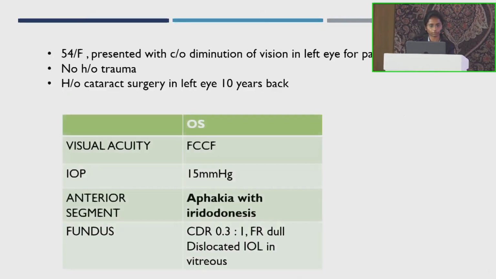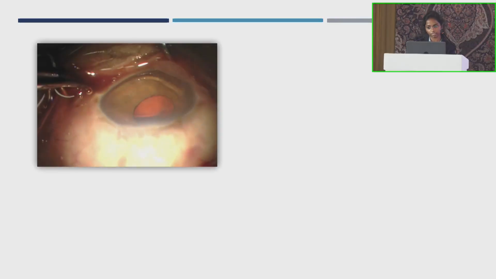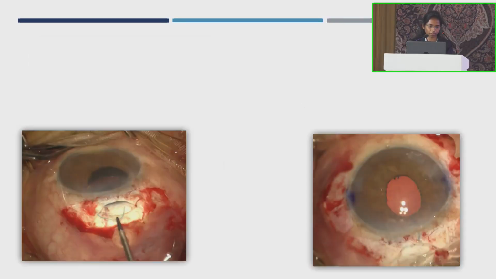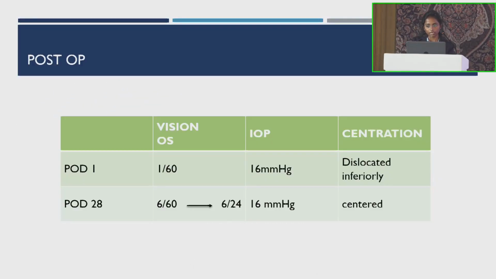The second case was of a female who had no history of trauma, just a history of cataract surgery. The posterior segment evaluation showed a dislocated IOL in the anterior vitreous face, and SFIOL was planned after explanting the IOL. It was a 3-piece IOL, and the same IOL was implanted back by the same technique described above. The IOL was well centered and the visual acuity improved to 6/24.